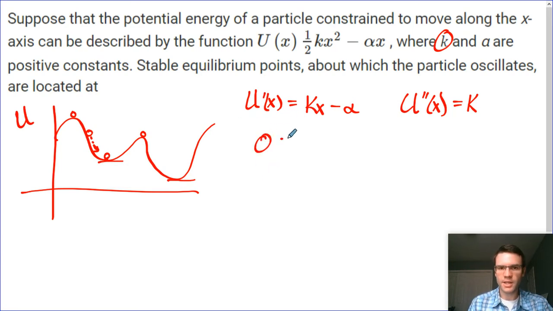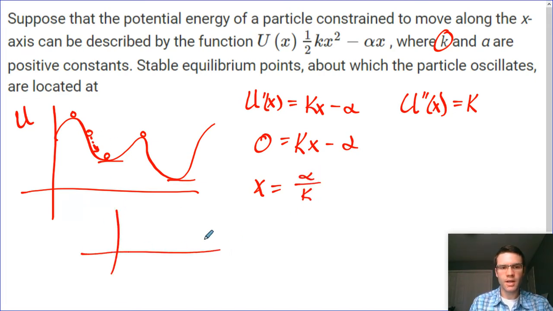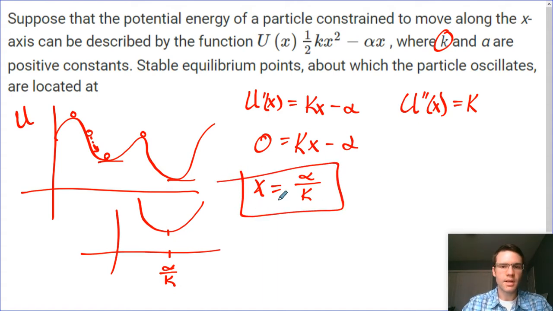So let's set this equal to 0. We get k times (x minus alpha). Add alpha to the other side and divide by k, and you get x equals alpha over k. And so it actually looks like this for a function. We get an upward facing parabola, and this point right here is going to be alpha over k. And that's your answer, and that's one of your multiple choice values.